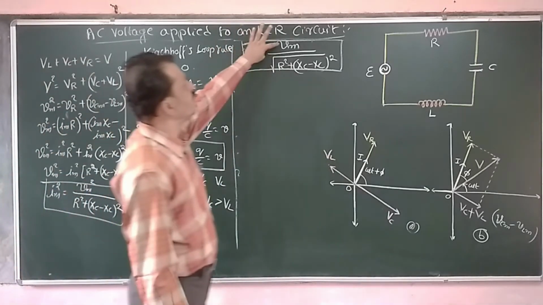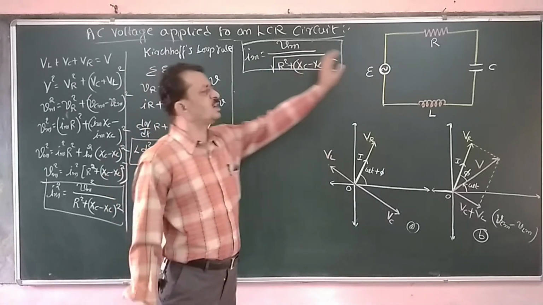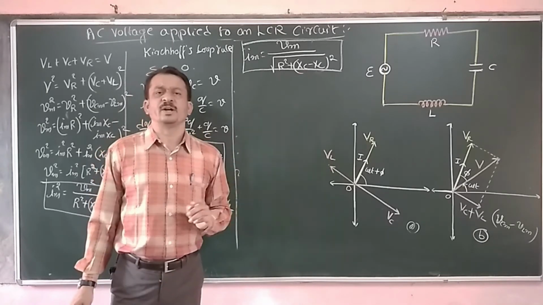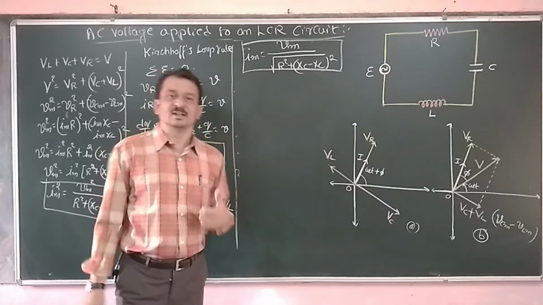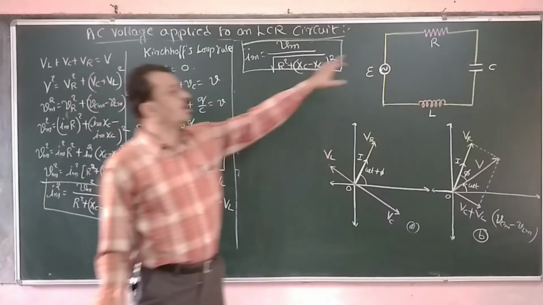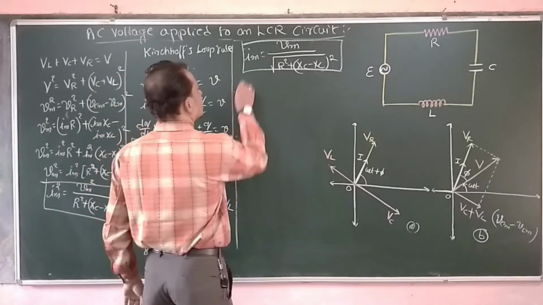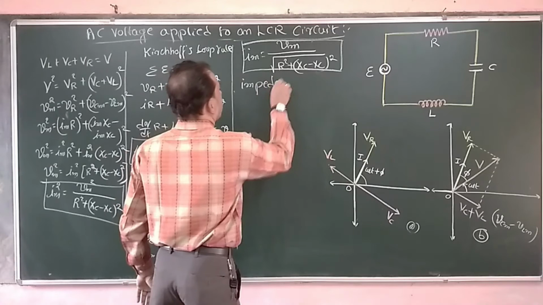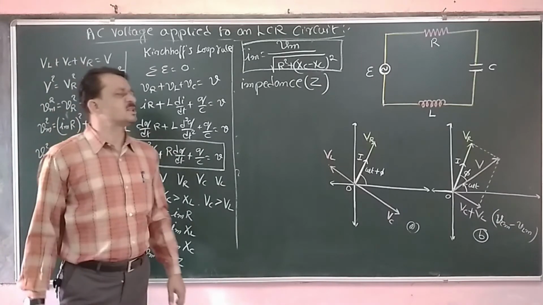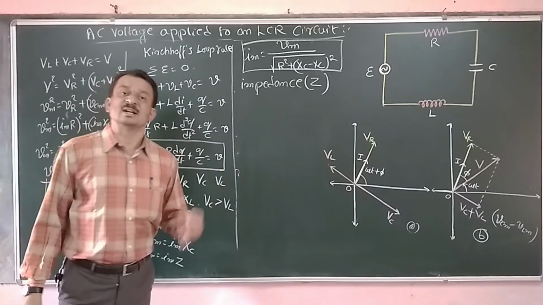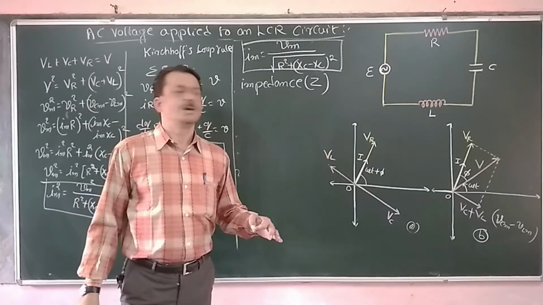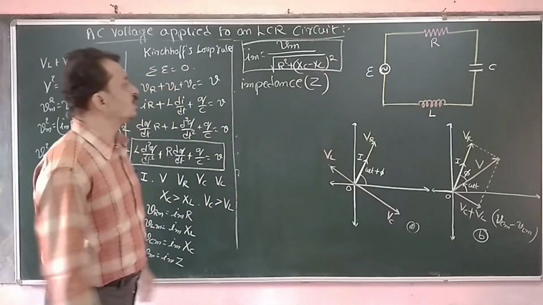Now this Im is equal to Vm divided by some quantity. This quantity offers opposition by all the three components to the flow of AC. This opposition to the flow of current by all these three components is given another name, impedance, and it is denoted by the letter Z. The total opposition to the flow of current by all the three components is called impedance.